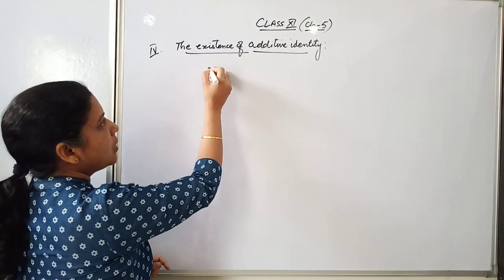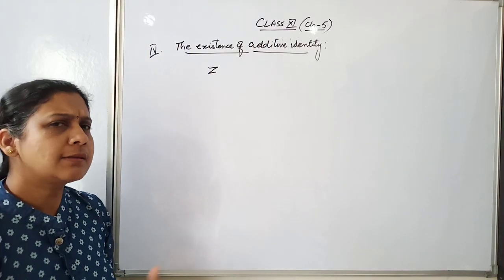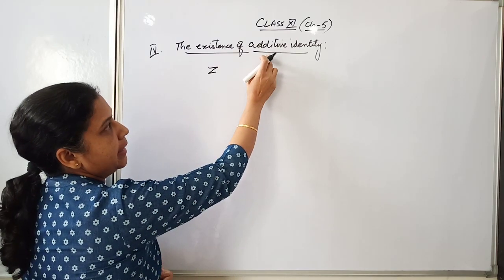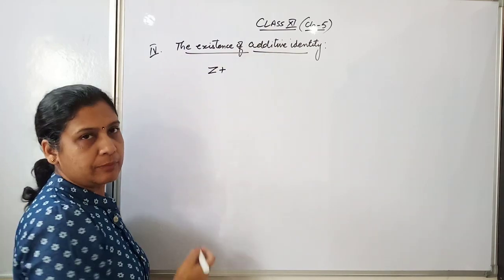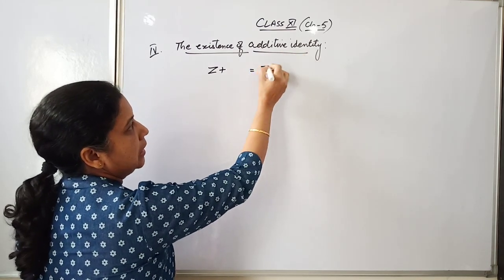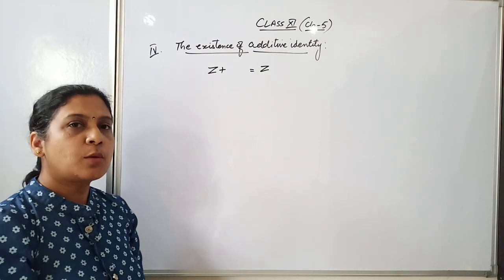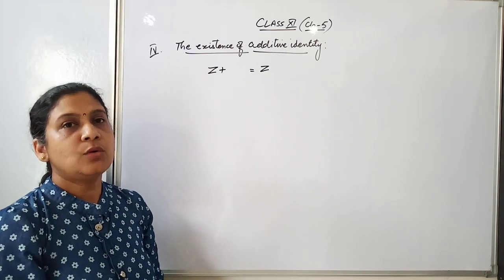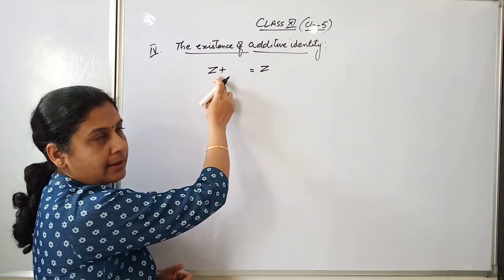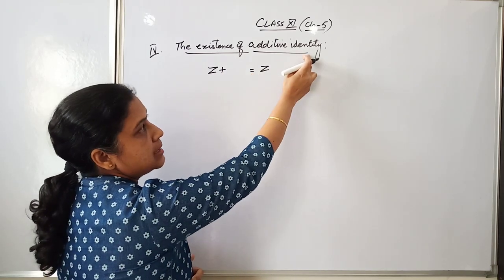Suppose I have a single complex number Z, so I am not referring to it as Z1, simply a complex number. Let it be Z. I want to add something into it so that the result remains identical. Additive identity, as the name suggests, most of the properties are very easy to understand if you understand the name very well. Additive means I have to add something into the complex number Z such that it remains identical.